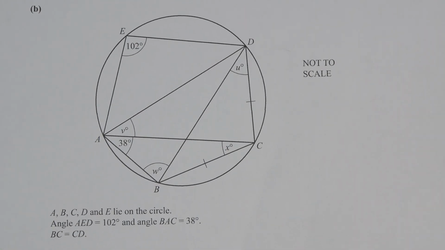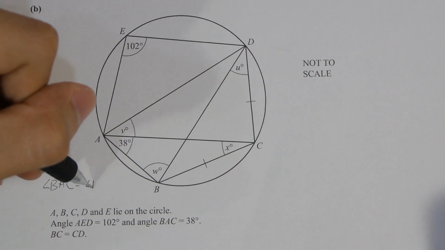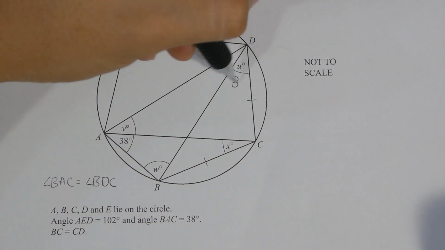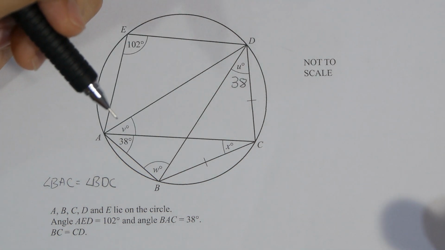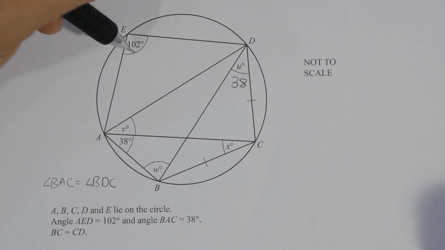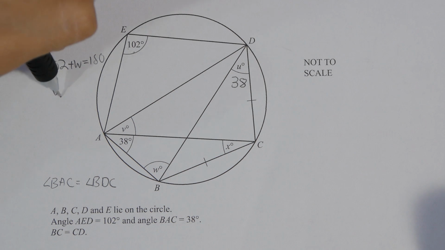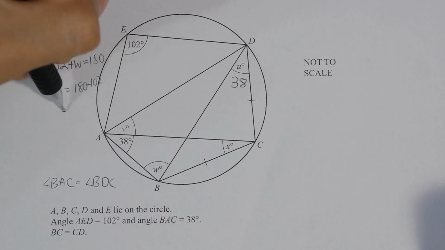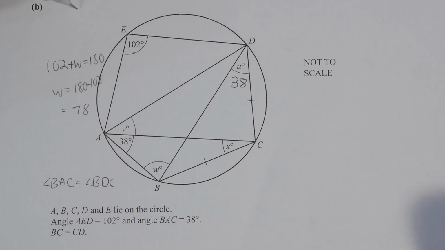For part B, you are required to identify U, V, W, and X. For U, it's actually 38, because angle BAC equals BDC, angles from the same sector. Moving on to identify W, the key information here is that we will be looking at ABD. So I actually do it out at the side.